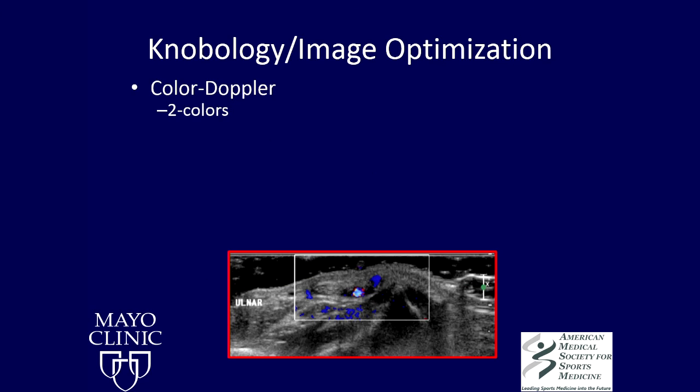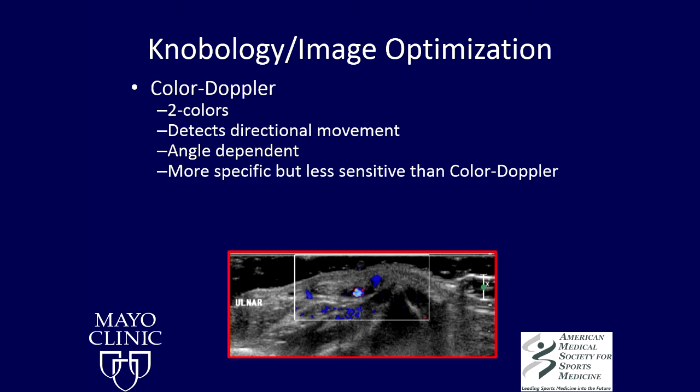For that we usually use color Doppler. Color Doppler has two colors and it detects directional movement. In order to determine whether something is coming towards you or going away from you, it has to strike it at an angle other than a right angle. And so it's angle dependent. If you have the transducer at a right angle relative to the movement, since it can't tell whether that movement is coming towards or going away from the transducer, it won't detect anything. So it's more specific and gives you more characteristics than power Doppler, but it's less sensitive.